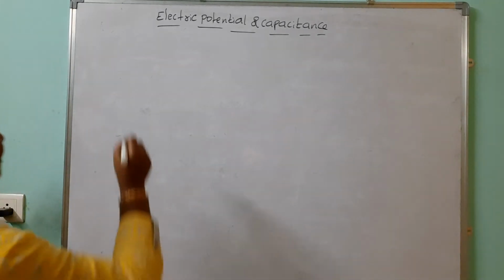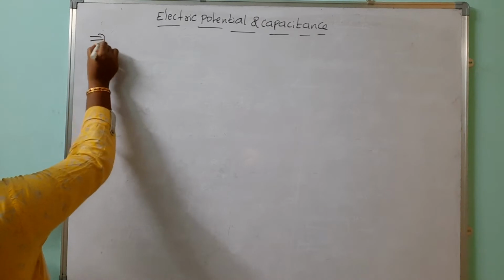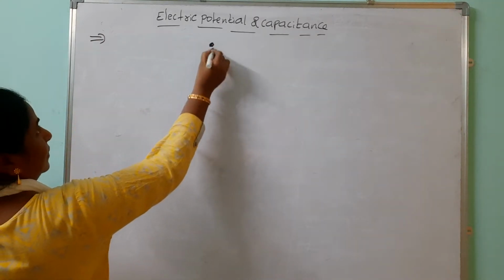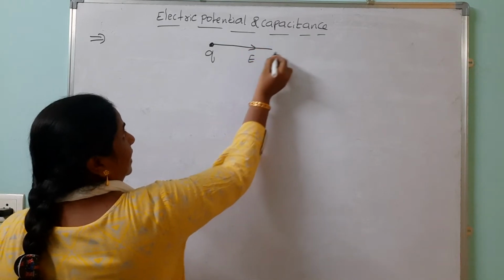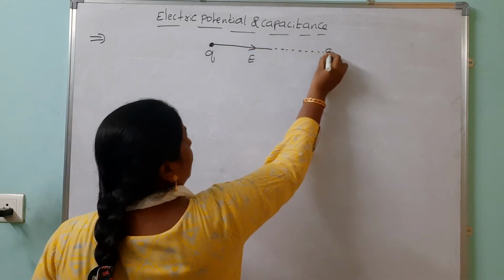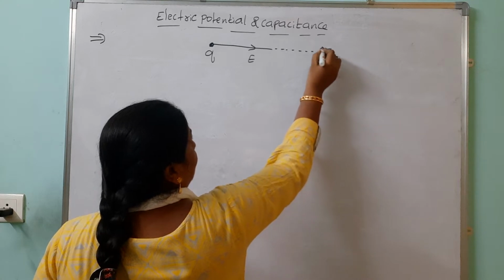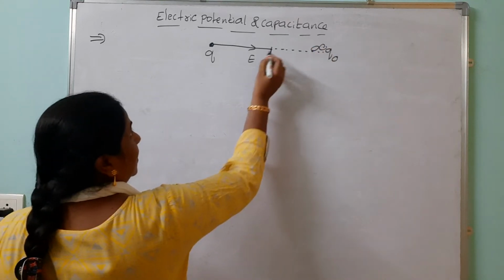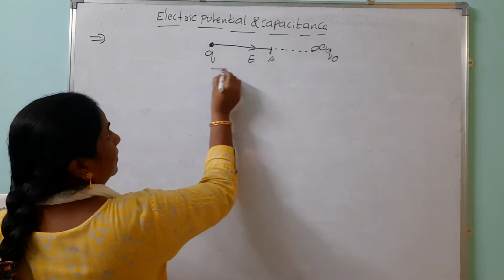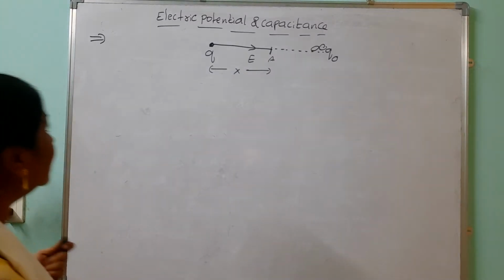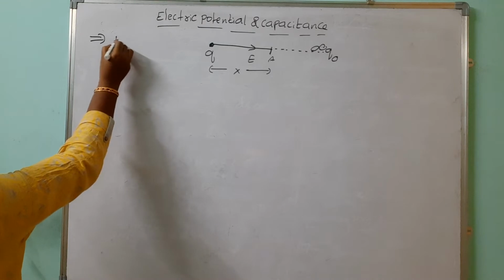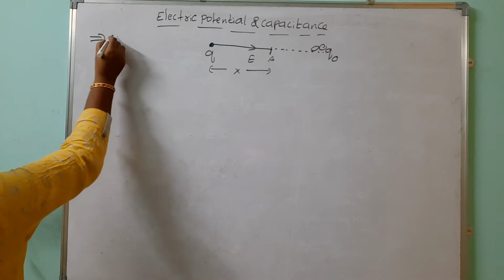Simply we can show that. Look here, this is one charge. It is producing the intensity of electric field like this. Now you want to bring one positive charge from infinity to a point A, that is represented by X from here. So the amount of energy required to bring the unit positive charge is called the electric potential.